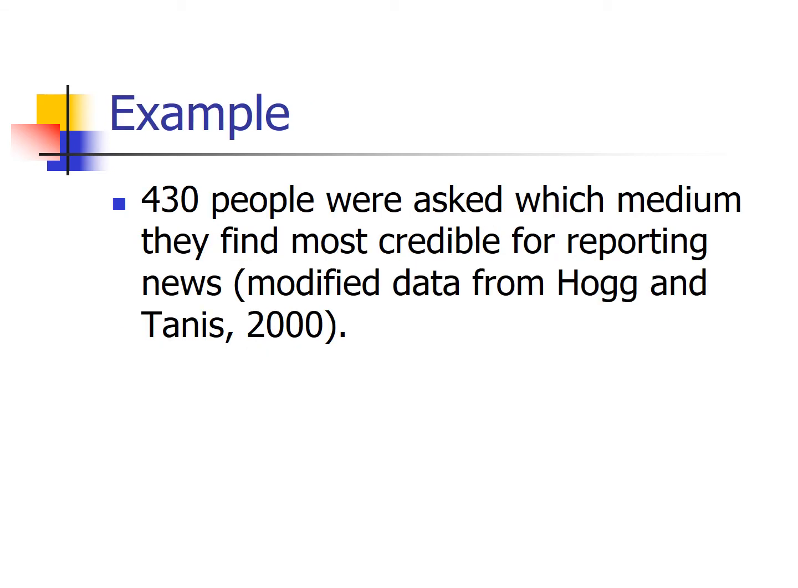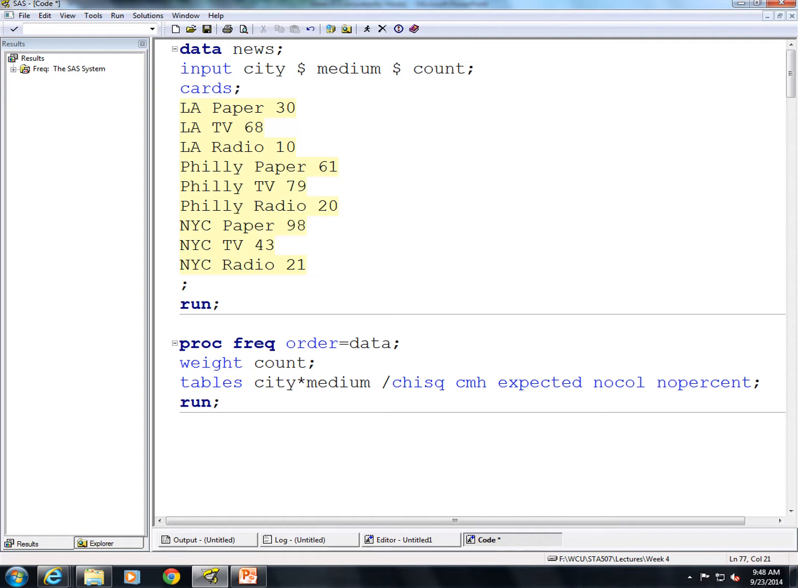All right, let's tackle an example. I modified the data set a little bit from a real life study from the year 2000, where 430 people were asked which medium they found the most credible in terms of reporting the news. The people were asked from 3 different cities: Los Angeles, New York City, and hey, our beloved homeland of Philadelphia. The 3 options for which they found most credible were newspaper, TV, and radio.